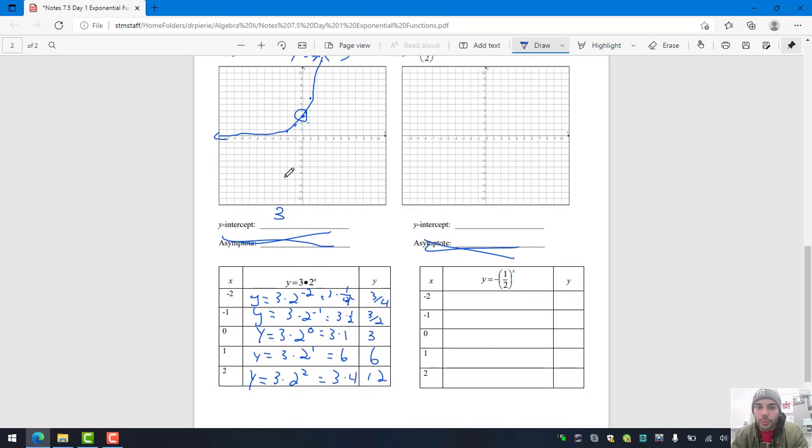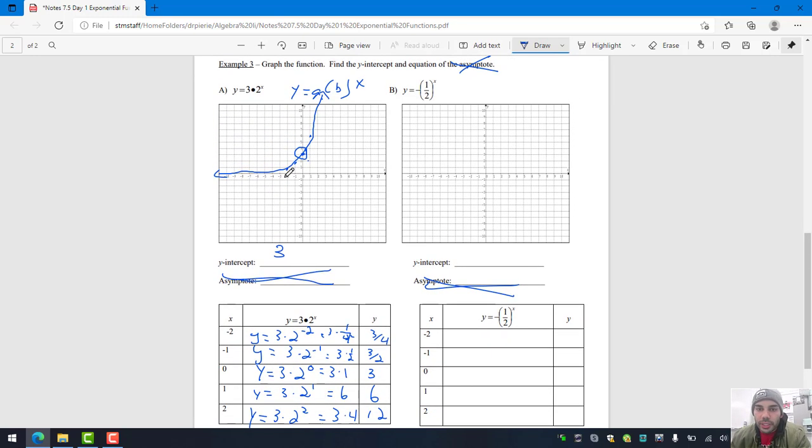Okay, let's do one more example. y equals negative (1/2)^x. The negative is outside of the parentheses, so b is still positive, but my a value is essentially negative 1. This does meet the requirements for exponential functions. To figure out what this looks like, let's plug in some points.